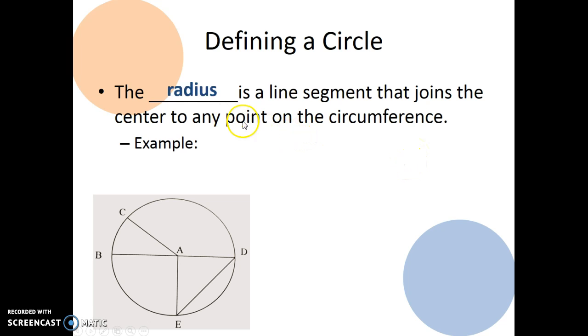The radius is a line segment that joins the center to any point on the circumference. This right here is key. It joins the center. So, for example, line segment AB is a radius. It extends from the center to any point on the circumference. Line segment AC is also a radius. Line segment AD is a radius, and line segment AE is a radius. What's not a radius right here? This line right here. Line segment DE does not extend from the center to a point on the circumference, and so it is not a radius.